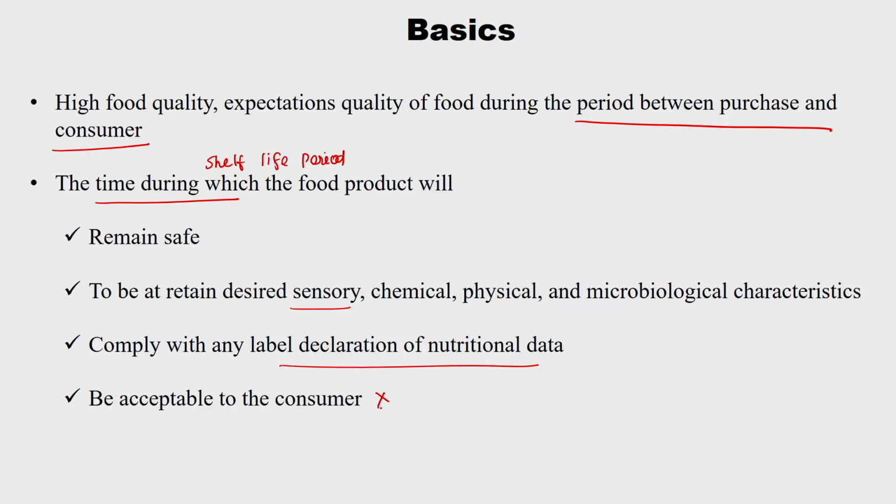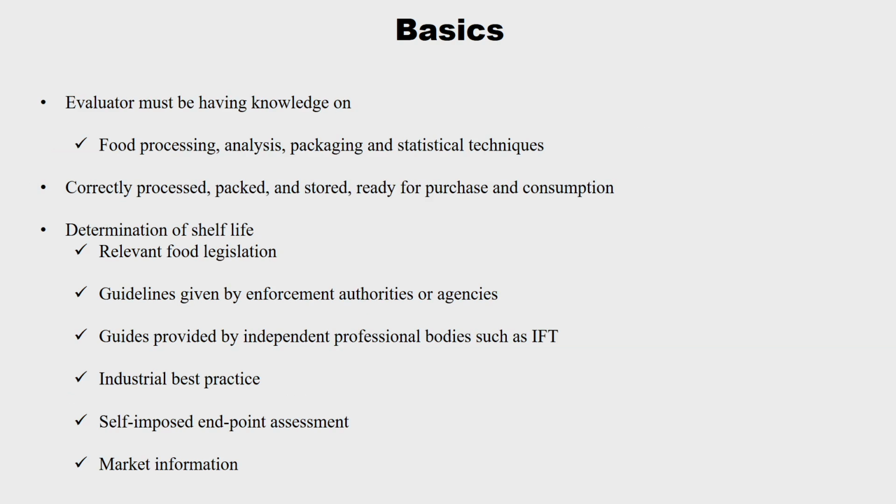And also the most important thing is that it should be acceptable to the consumer, because otherwise it won't be appealing. For example, if I have some food where the water and the solid content are in different layers, by seeing that itself a consumer won't feel like buying it. So, it should also be acceptable to the consumer. And having to satisfy all these qualities, the check is being done.